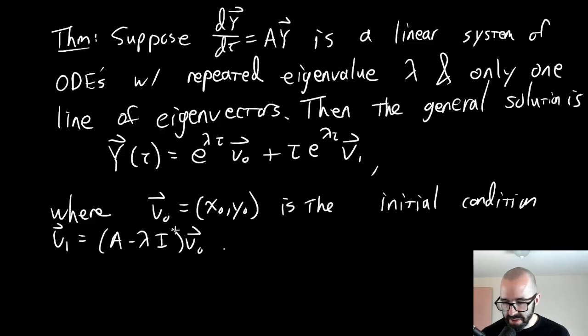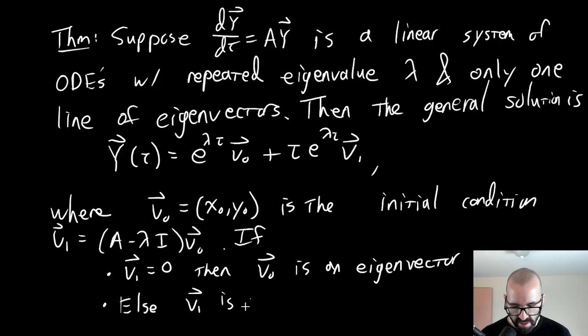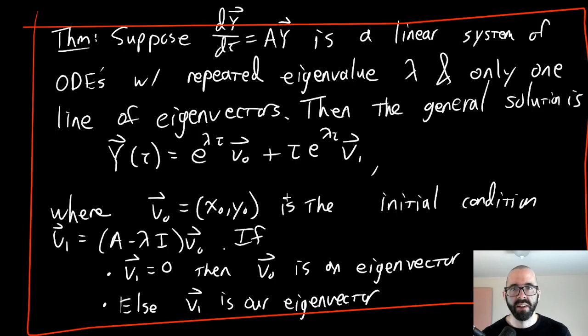So we'll summarize that as well. Right? If V1 equals 0, then V0 is an eigenvector. And we have a straight line solution along that eigenvector, of course. Otherwise, V1 will be our eigenvector. All right. So, there we go. We got a theorem for a general solution.